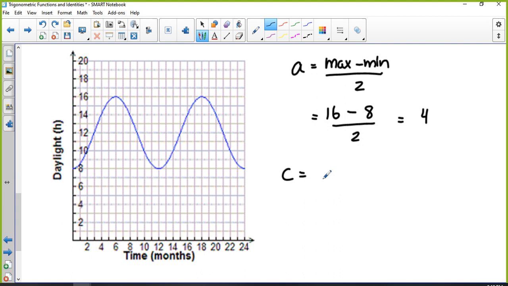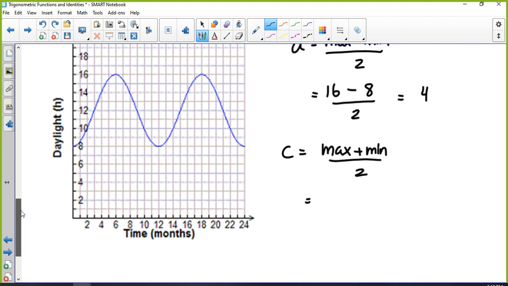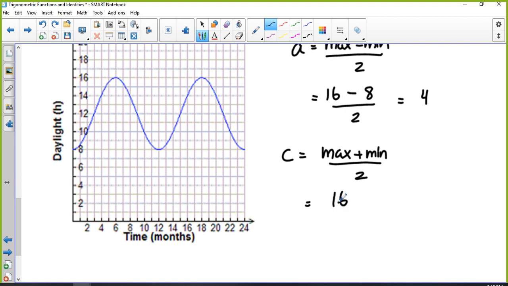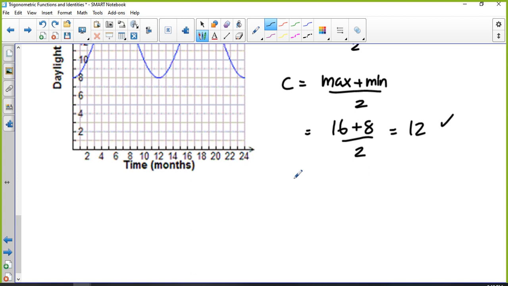The c parameter, that's the mean value. That's going to be max plus min divided by 2. So that's going to be 16 plus 8 over 2. That's going to be 12. So we have our a parameter, we have our c parameter. We're going to find our k parameter now using period is equal to 360 over k.